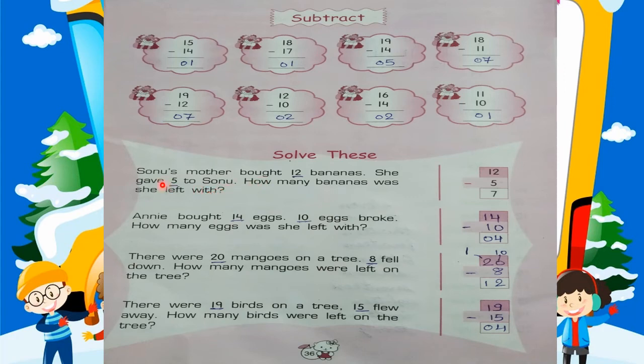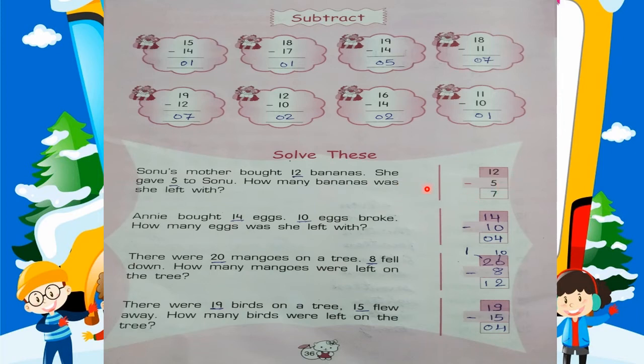So the first is: Sonu's mother bought 12 bananas. How many bananas? 12 bananas. She gave 5 to Sonu. Okay, from all these 12 bananas, she gave 5 bananas to Sonu. How many bananas was she left with? Okay, so firstly you will write the number 12, then you will write 5, then subtract them.